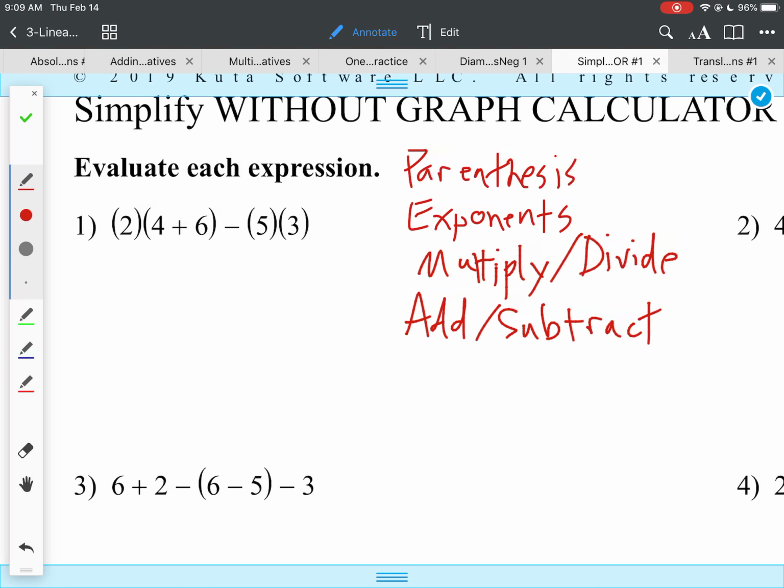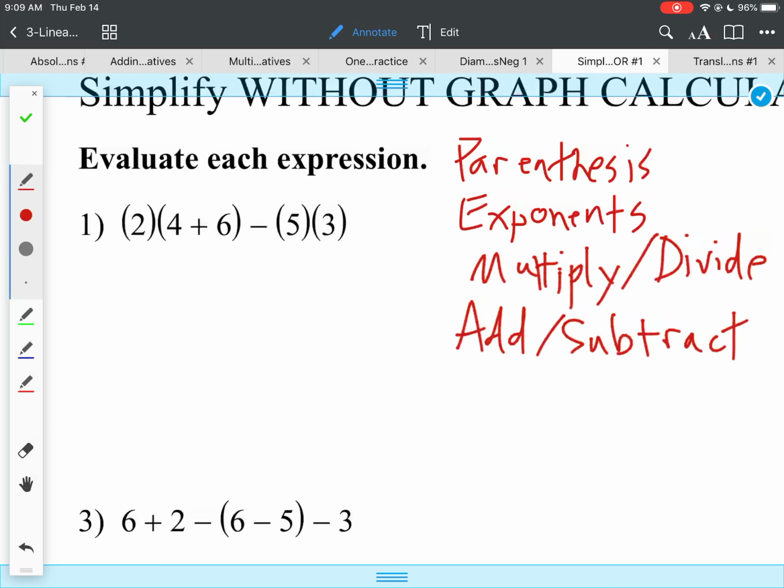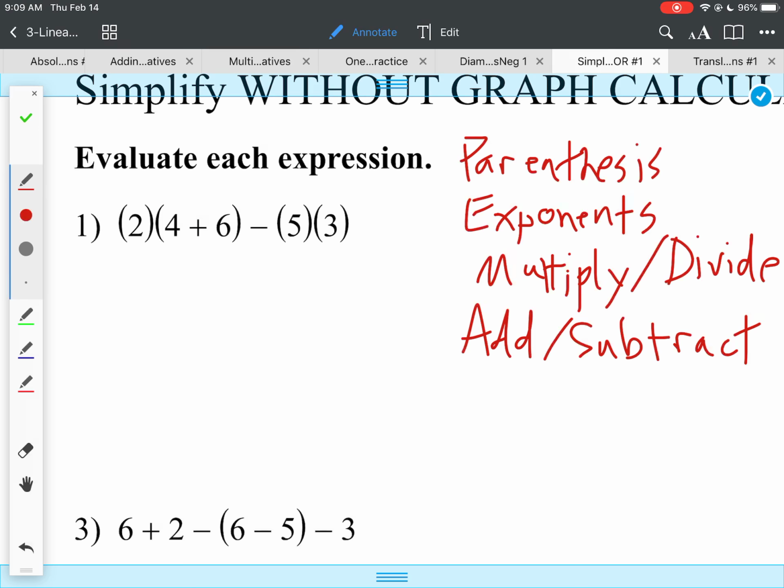Okay, and we are going to introduce some exponents in this unit, because those will show up later in the semester as well. But let's just review this really quick. Okay, so I have parentheses. I have to take care of whatever's in the parentheses first.